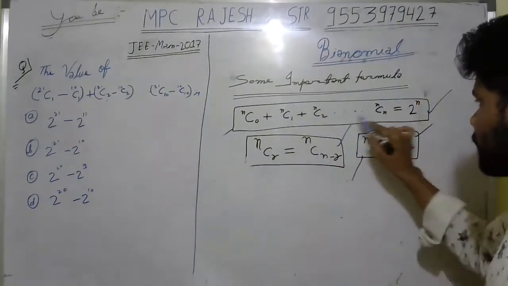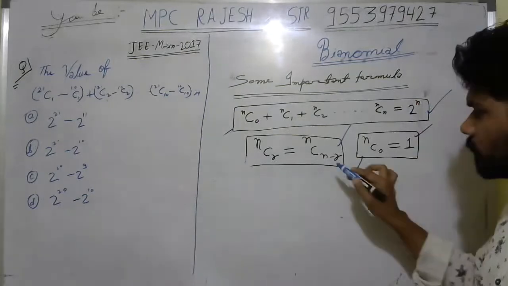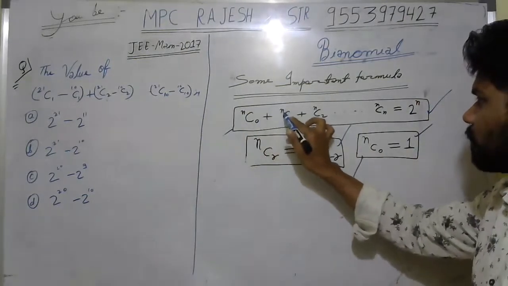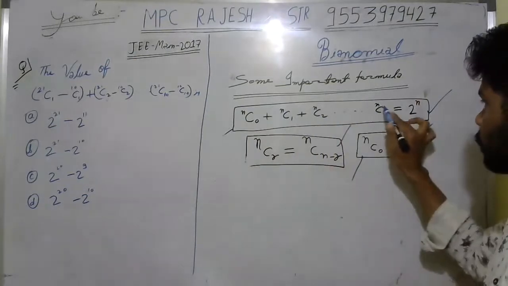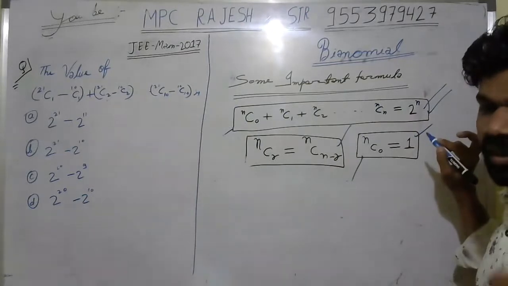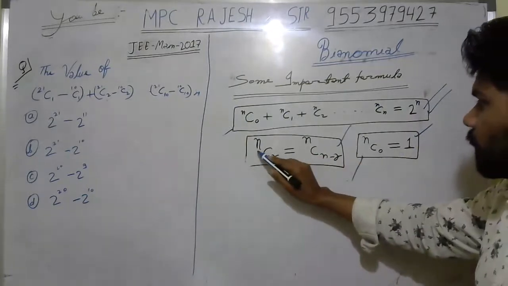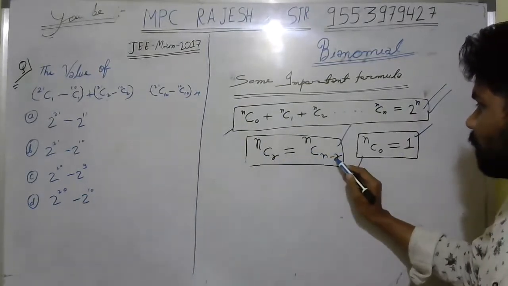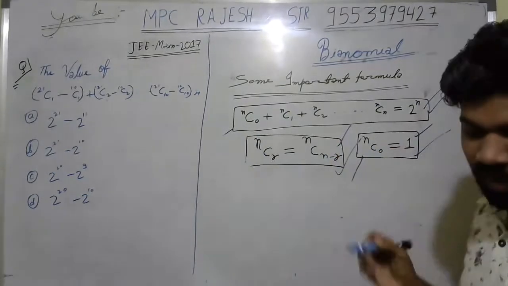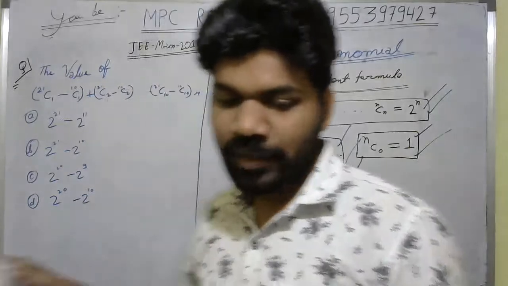Am I right? This is the formula. Remember this: C(n,0) plus C(n,1) plus C(n,2) up to C(n,n) is equal to 2 to the power n. This is one formula. Remember? Another formula is nCr is equal to nC(n minus r). Remember? nC0 is equal to 1. Then it becomes easy. Now we can solve that question.